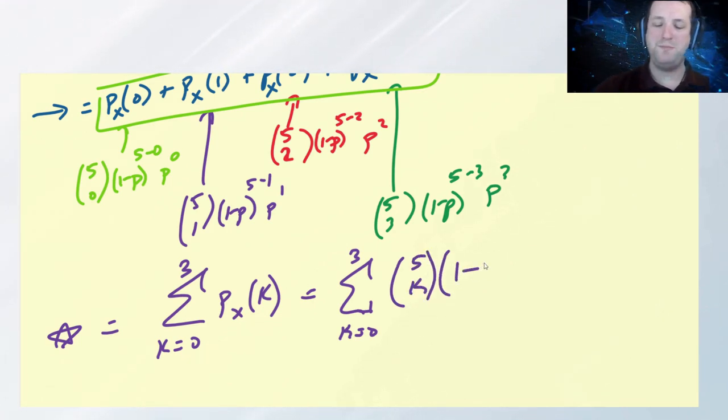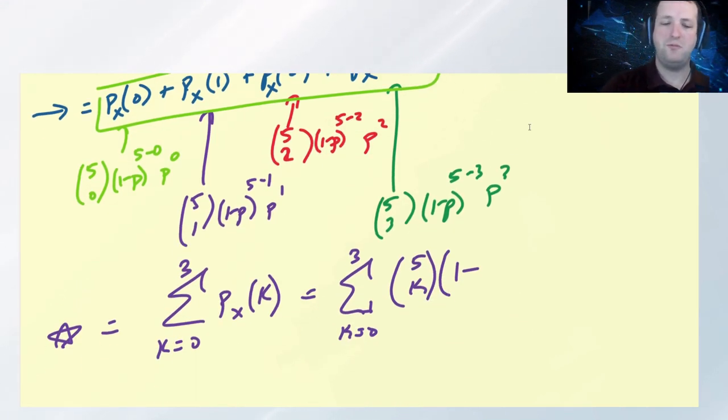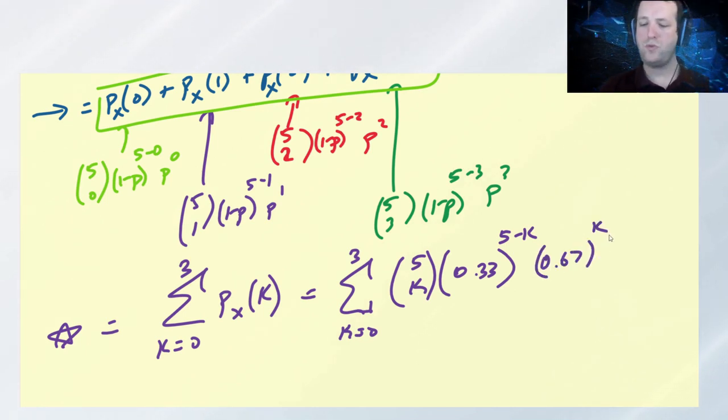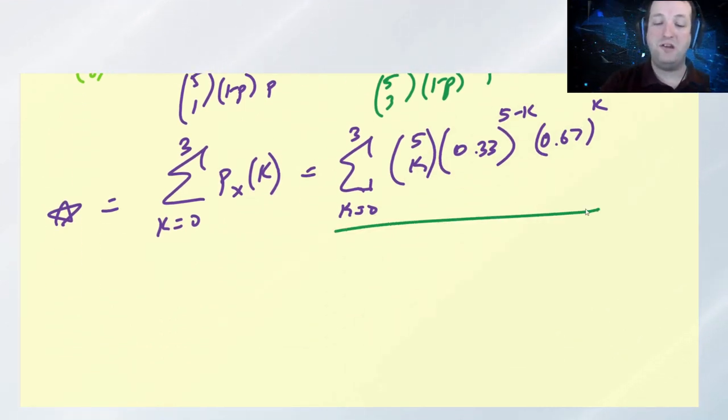times 1 minus p. What is my p value here? So that's going to be 0.67. So 1 minus the probability of success, which is the probability of failure, is going to be 33%. So I'm just actually going to write that here. So that's just going to be 33% to the power of 5 minus k times the probability of success, 0.67 to the power of k. All right? So you could figure this out either in summation notation or by hand.